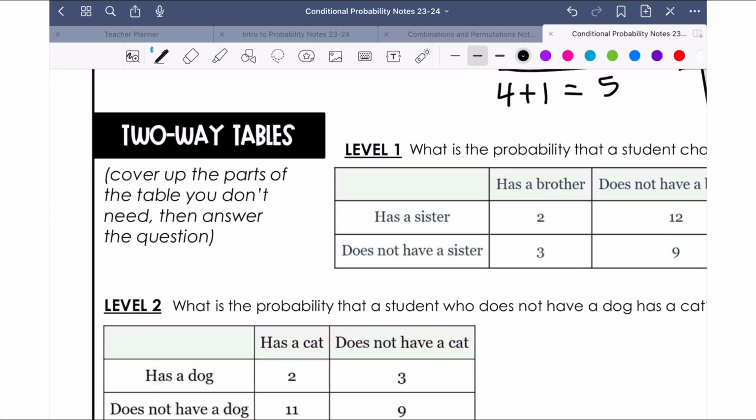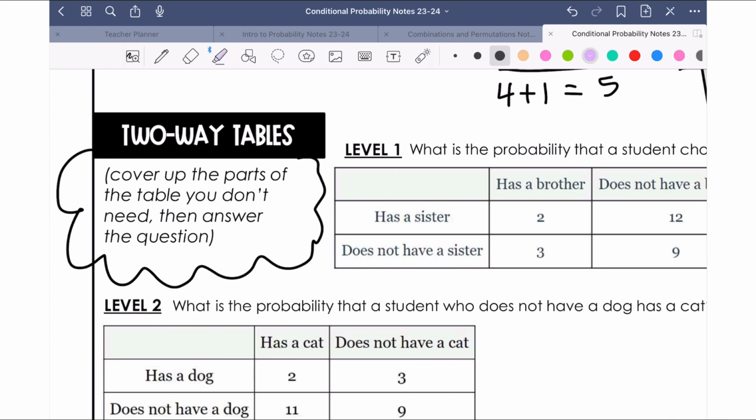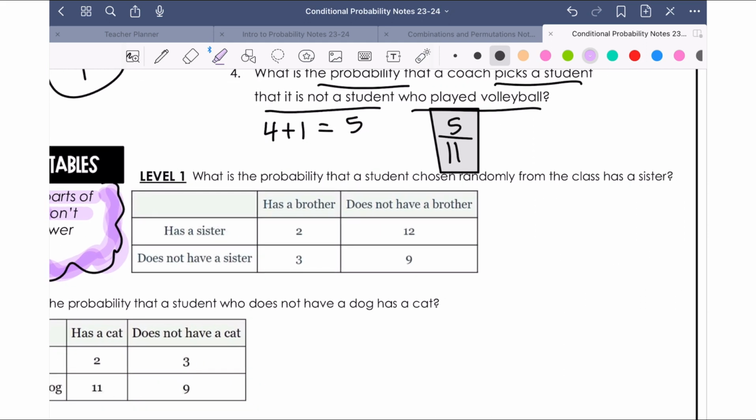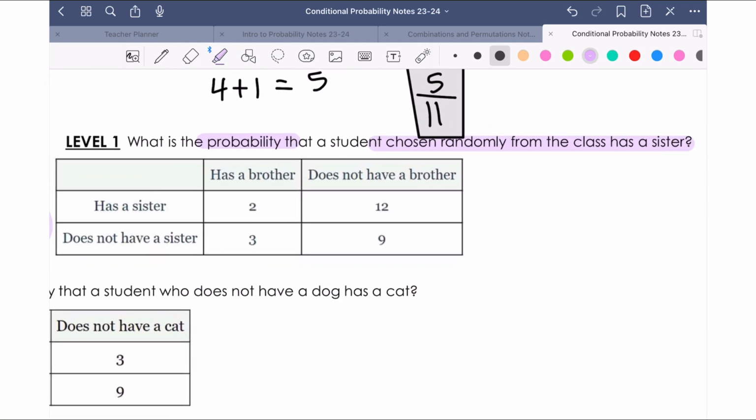Now, the trick here, if you want to make a big note so you don't forget: cover up the parts of the table that you don't need, and then answer the question. So it's very important. Cover up the parts you don't need so you can answer the question. Okay? That's the best way to do these problems. So, number 1, level 1. What is the probability that a student chosen randomly from the class has a sister? So if I just pick randomly out of all the students, what's the chance that they have a sister?